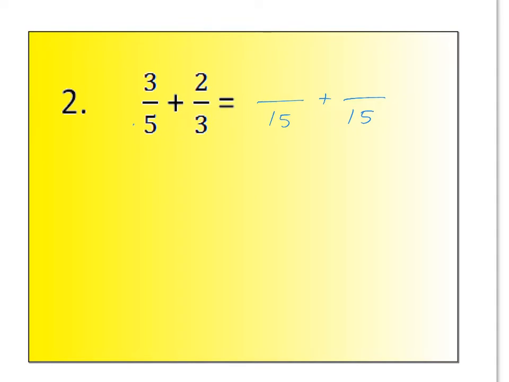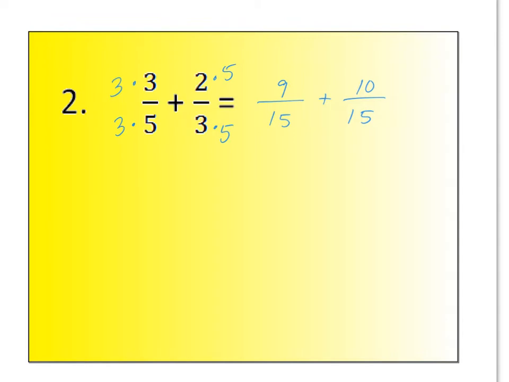Well, for the first one, you would have to multiply by 3. Whatever you do to the bottom, you also do to the top. So you would end up with 9/15. On the second fraction, you would have to multiply by 5 to get a 15 on the bottom. So you also have to multiply by 5 on top. So that ends up being 10/15.